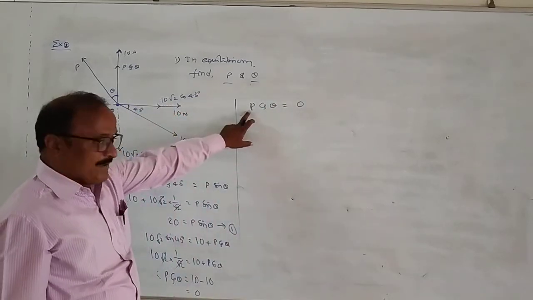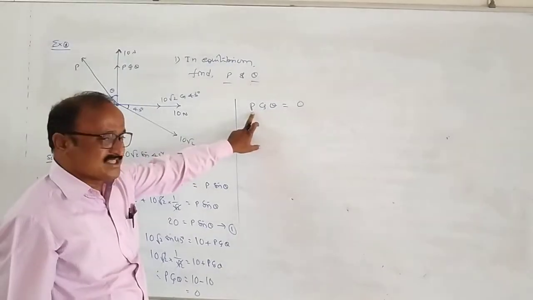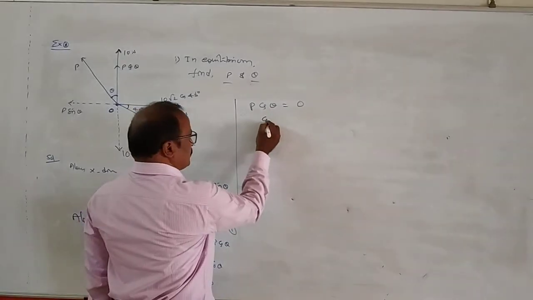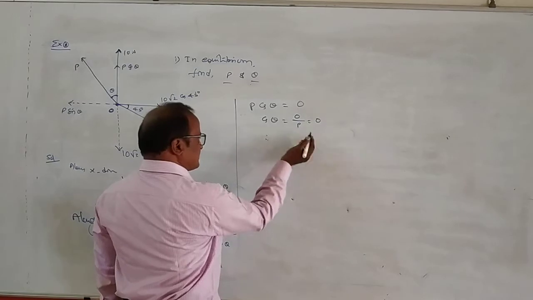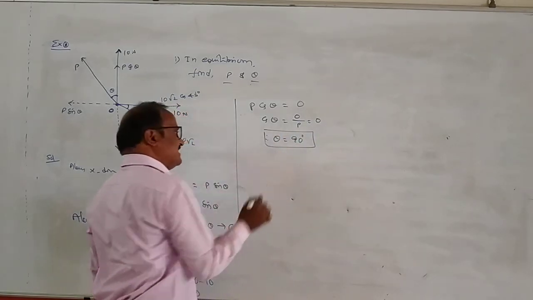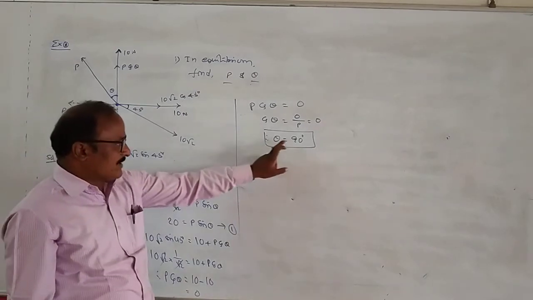But P is not equal to 0. Why? P is a force. So P is not equal to 0. That's why cos theta is equal to 0 by P, which means 0. Therefore, cos theta equal to 0 means theta is equal to 90 degrees. Cos 90 is 0. That's why theta is 90 degrees.